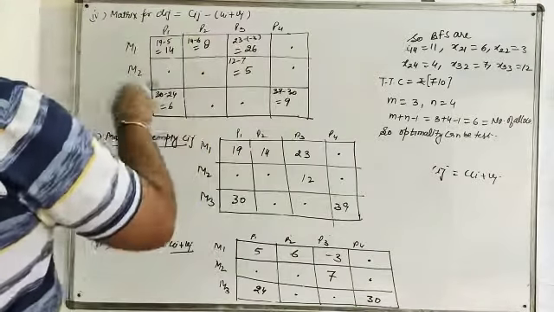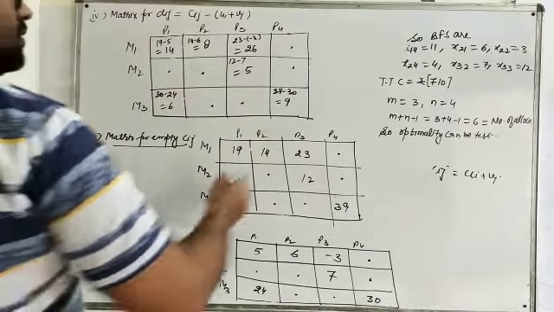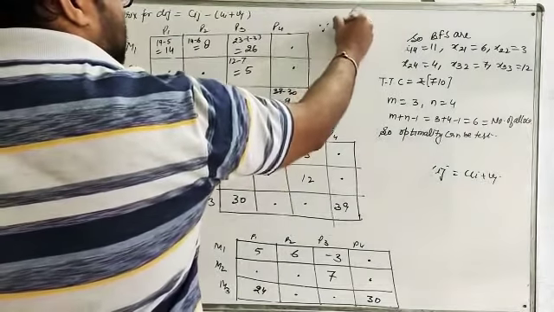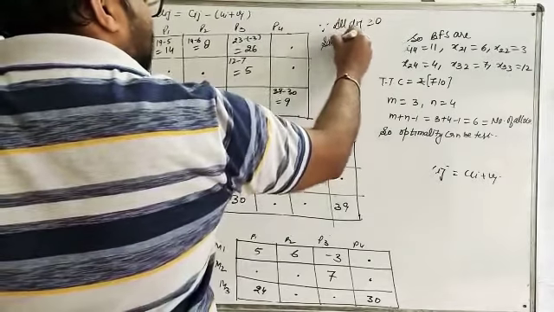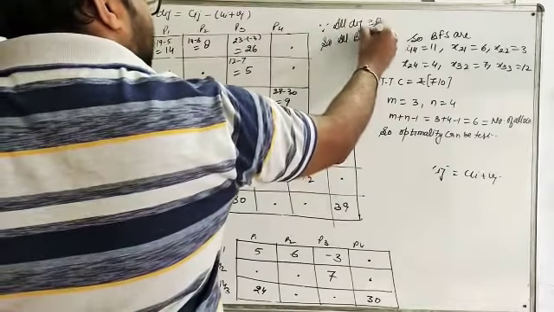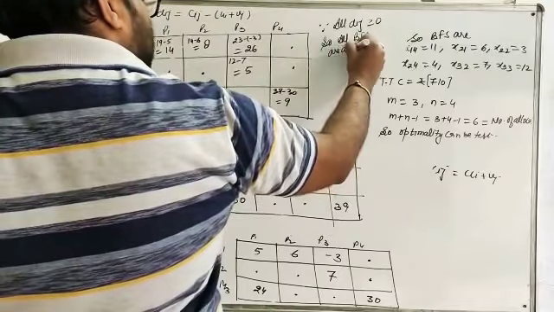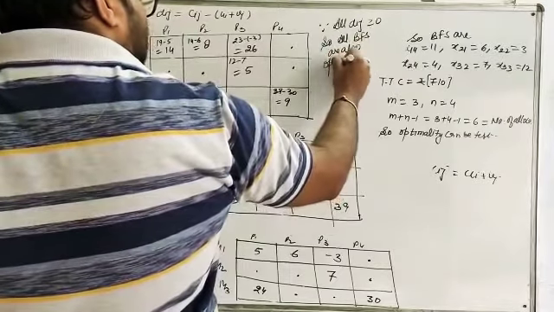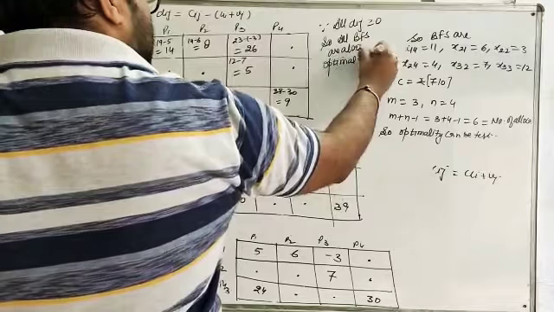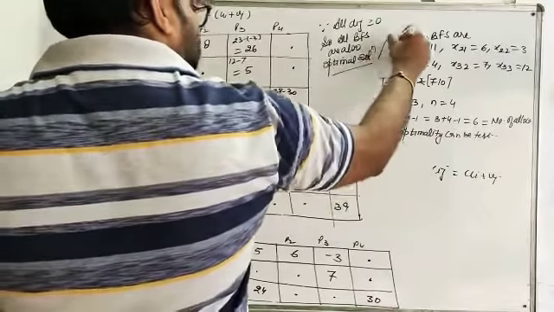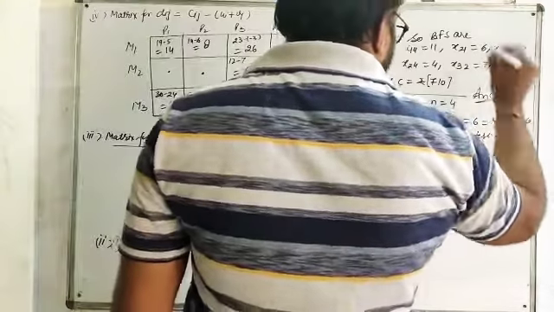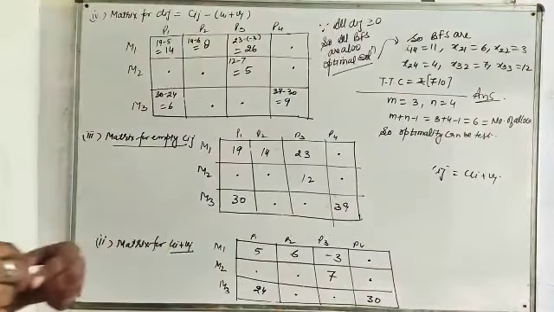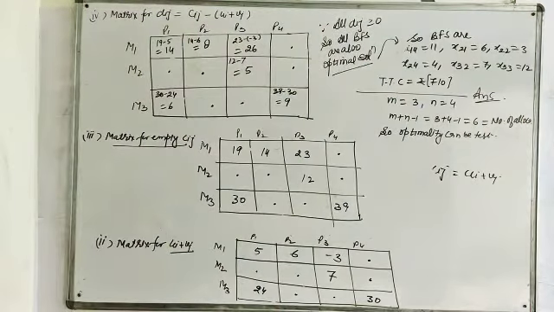So all the entries are positive. That is, since all Dij is greater than or equal to 0, so all BFS are also optimal solutions. So these solutions are as they are. These are also the optimal solutions. So no need to investigate it further.